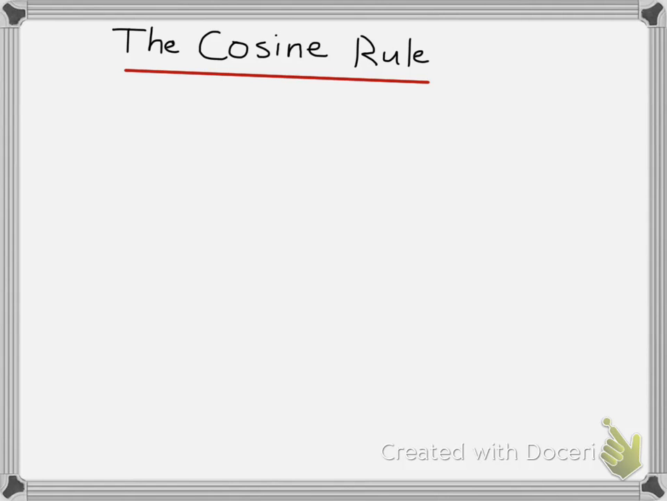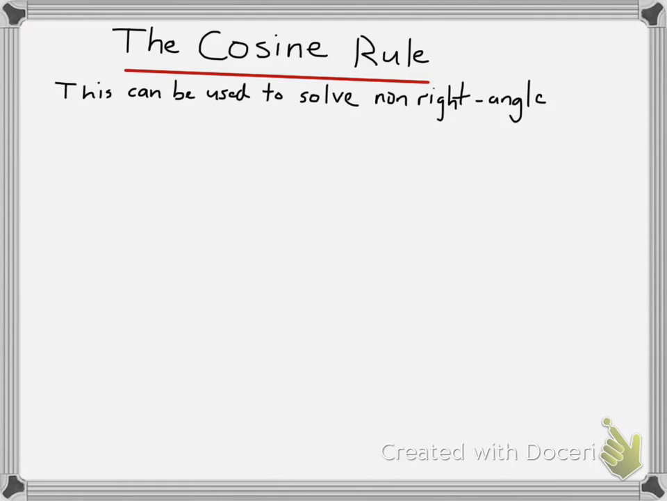Okay, so we saw before that the sine rule could be used when we have a side angle pair and either another side or another angle. If we don't have a side angle pair, we're going to use a rule called the cosine rule. Let's look at an example of that and also the cases where it can be used.